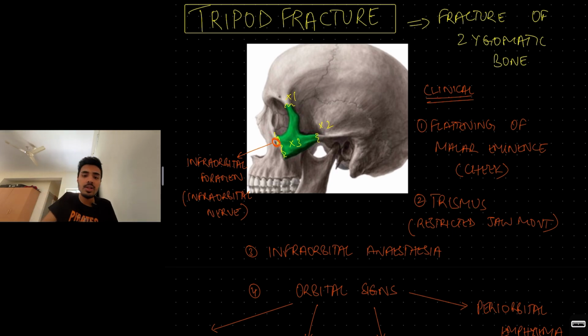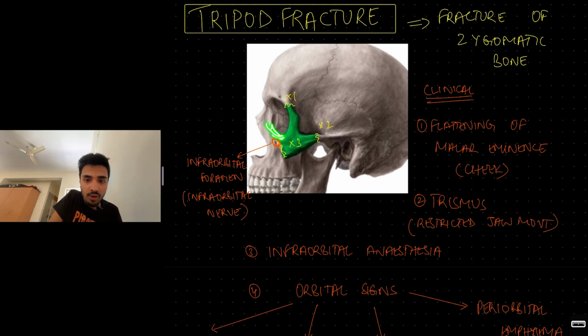And another small foramen that I've circled here, as you can see, this is known as infraorbital foramen. This infraorbital foramen is where the infraorbital nerve passes through. And this infraorbital foramen and infraorbital nerve provides cutaneous innervation to the cheek. Now, obviously, the zygomatico-maxillary suture will also get fractured.